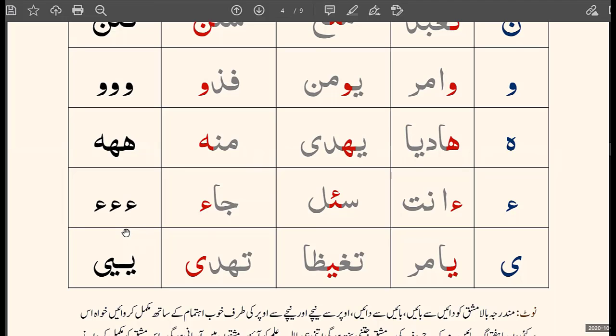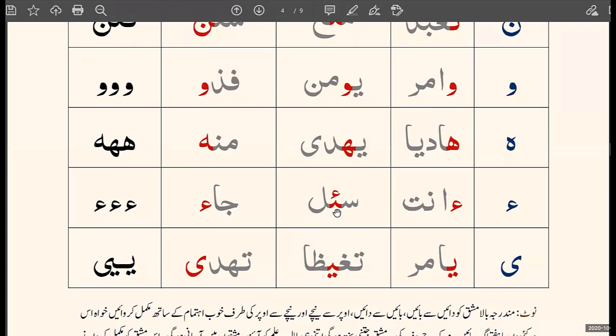They cannot be joined to the next. Hamza is a very special letter: when it needs to be joined to the next, it needs a chair. In this case, look here, Sin, Hamza and Lam. It is on Ya. When Hamza is alone without any chair, it cannot be joined to the previous letter or to the next letter. This is a very special letter.